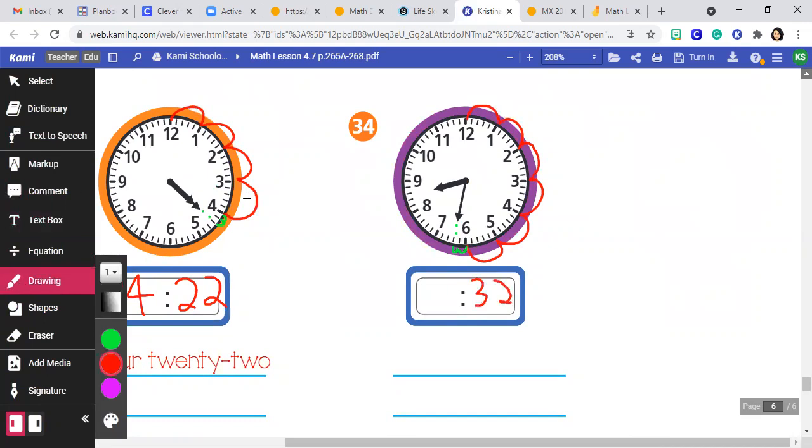My hour hand is over here in between the 8 and the 9. It's not 9 o'clock yet. It's still 8 o'clock. So the time according to this clock is 8:32.